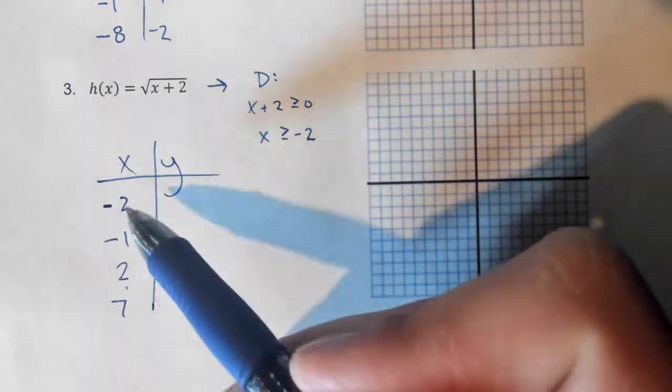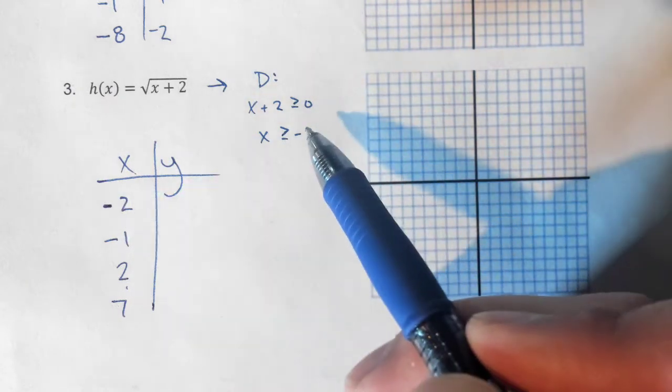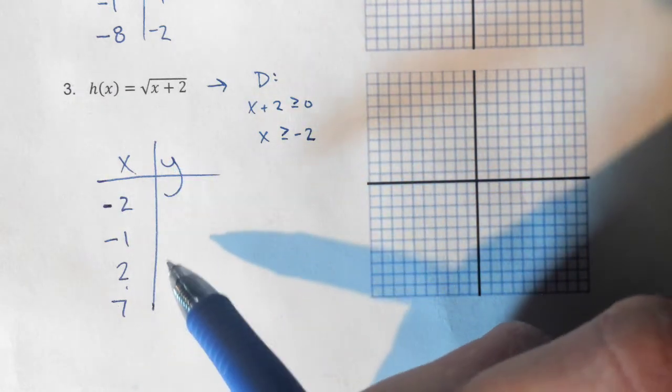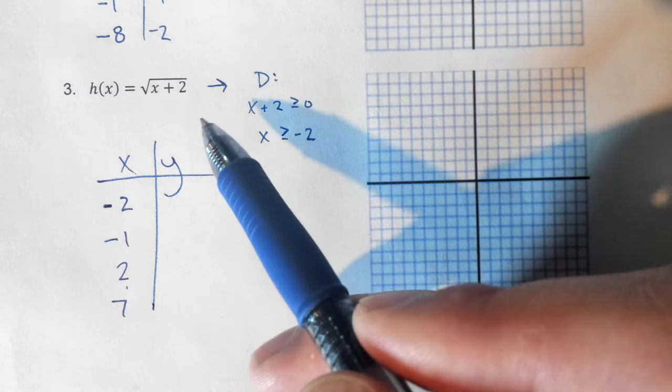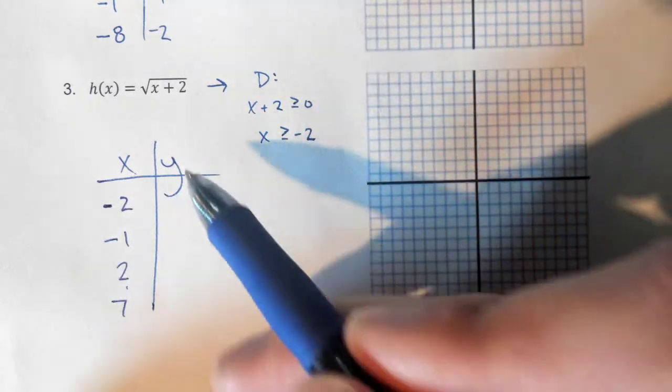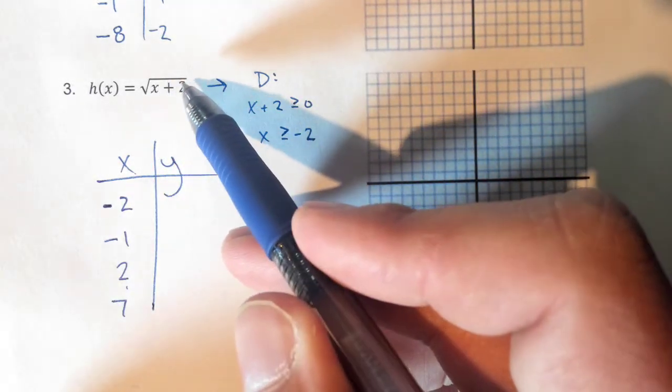Now, if this doesn't make sense for you, you can pick whatever values you want, but you have to definitely start at negative 2, and then you can go up from there. You're just going to get decimals if you don't pick these values. So let's plug these in. Negative 2 plus 2 is 0. What's the square root of 0? 0.